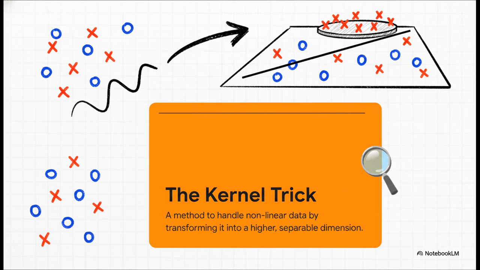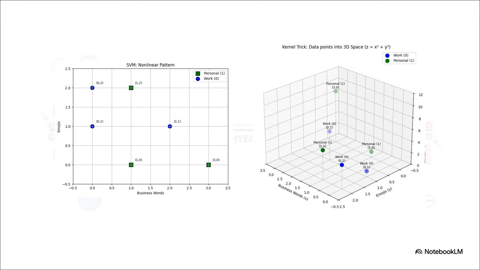Instead of trying to draw a crazy, curvy line in our 2D space, the kernel trick basically says, hey, what if we could project this data into a higher dimension, like 3D? The magic is that in that higher dimension, the data might suddenly become easy to separate with just a simple flat plane. You can really see it in action here.